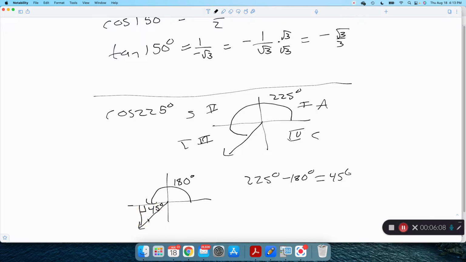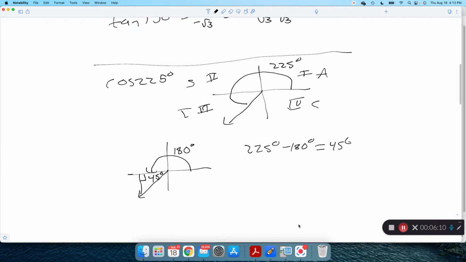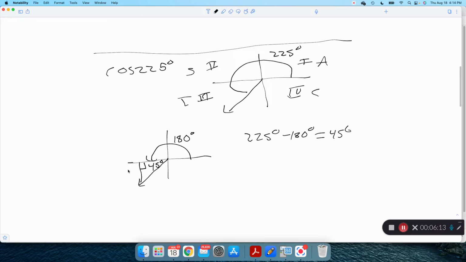Hey, I know the 45, 45, 90 triangle. I know it goes 1, 1, root 2. Or if you like, if you want your hypotenuse to be 1, these are both root 2 over 2.